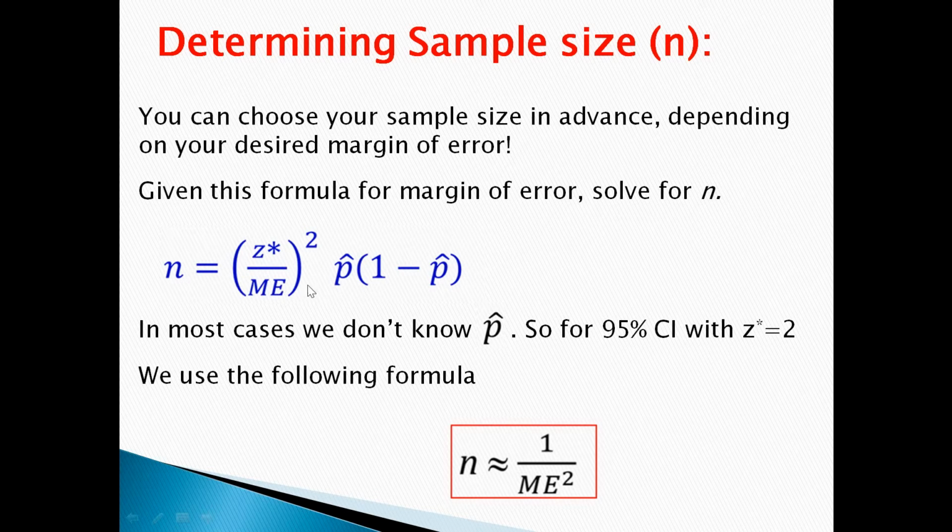However, in most cases, we don't know the p-hat. We don't know the proportion, because the proportion is the part over whole. So if we don't know the whole, we cannot actually use this formula. And that's why for the 95% confidence interval, assuming the z-star is 2, we can use this more generic formula. So in most examples, we will use this formula. However, if you have the p-hat, you will use the blue formula. So make sure you write both of them down.